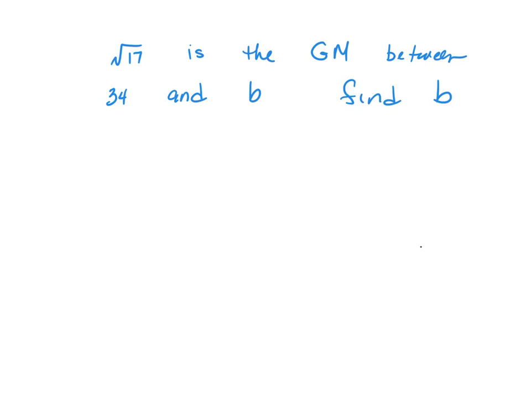Whenever you see geometric mean, it's automatically a proportion of some sort. So you're going to set up your little proportion. And whoever the geometric mean is goes kitty corner at a diagonal. So who's the geometric mean in this problem? Square root of 17. So the square root of 17 goes kitty corner. And the other two numbers go in the other two slots. It doesn't really matter where. So we have a 34 and a B.